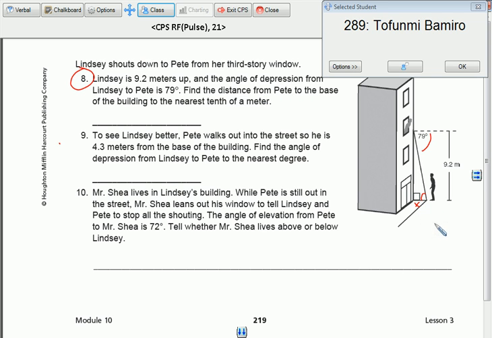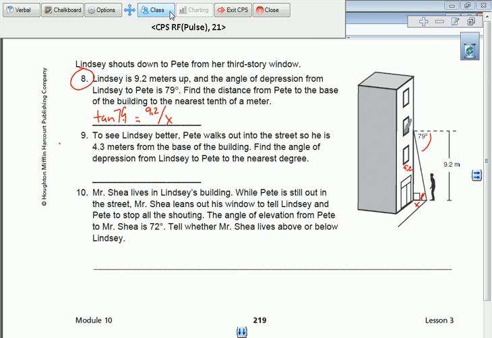All right, Tafumi, which trig ratio am I using? We've got 9.2 right here, and we want this, and here's our angle. Tangent. Okay, so tangent of theta, tangent of 79 is equal to opposite over adjacent.